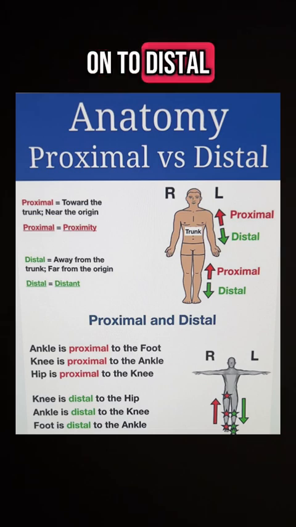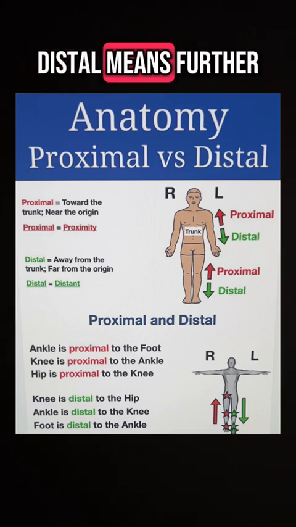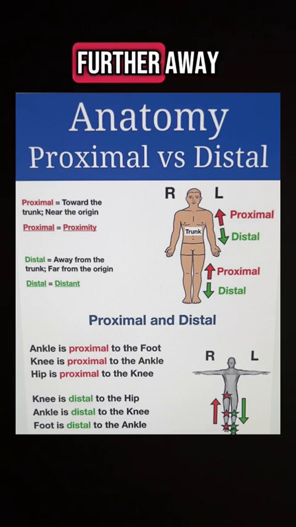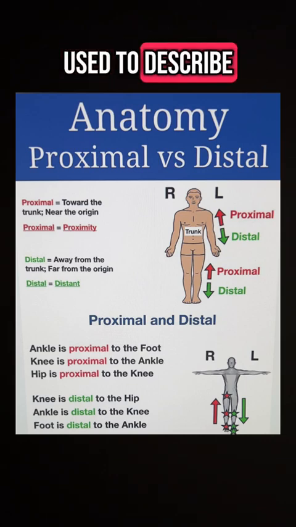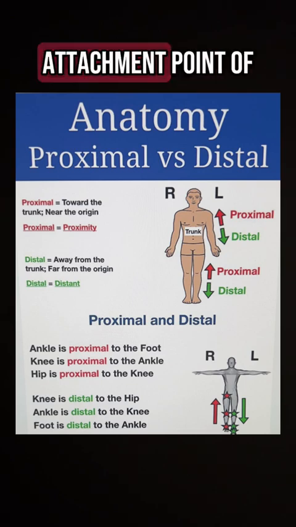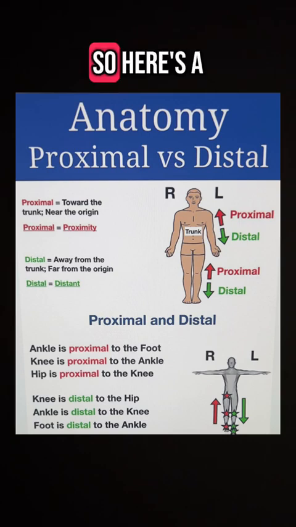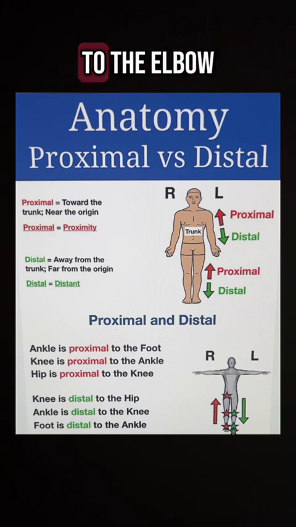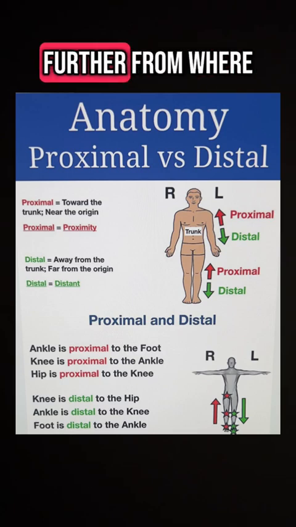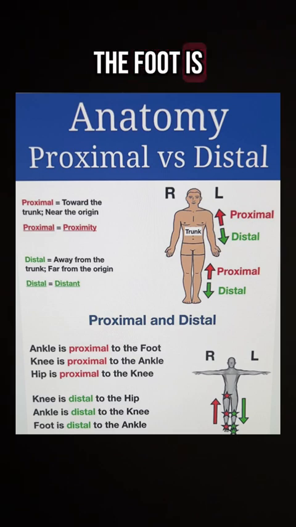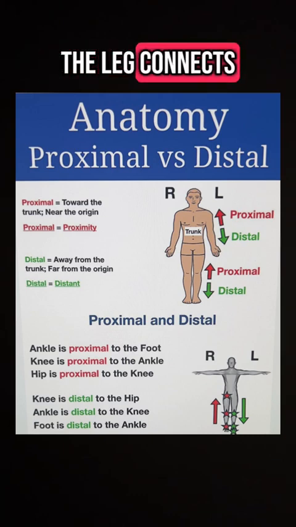Now let's move on to distal. Distal means further from the point of attachment. Think distant, meaning further away. Used to describe a body part that is further from the torso or the main attachment point of a limb. So here's a good example. The fingers are distal to the elbow because they are further from where the arm connects to the body. The foot is distal to the knee because it is further from where the leg connects to the hip.